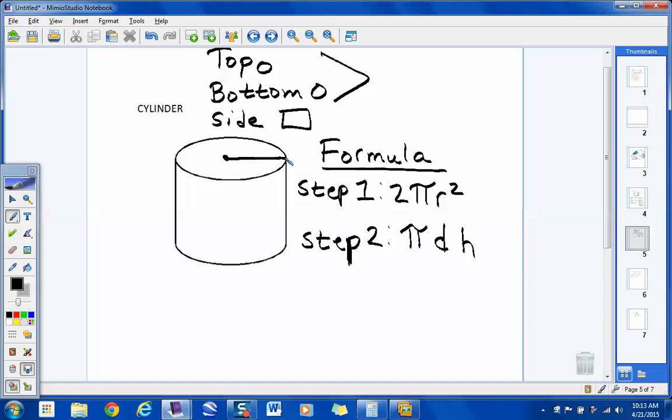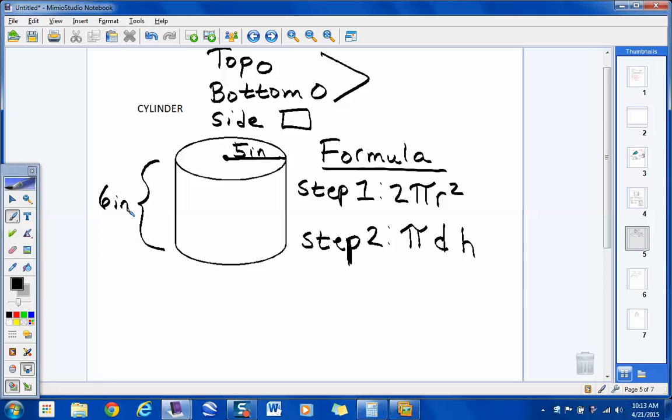What's the radius on that, Mariah? 4.5. Let's round it. Let's call it 5, okay? How about 5 inches? How about you measure the height on that for me real quickly? What's your height there? 6 inches. Okay.